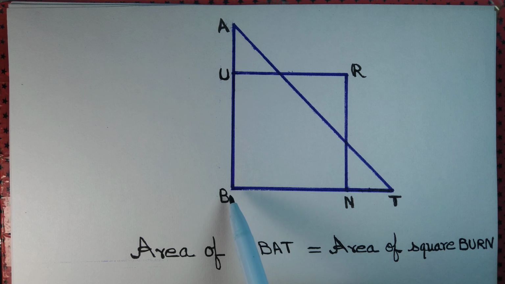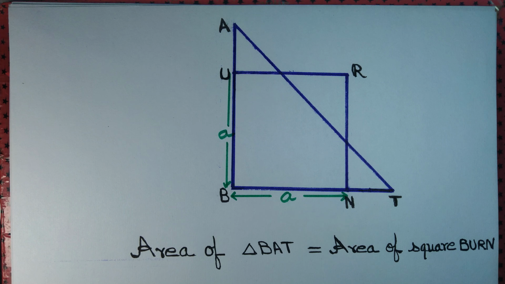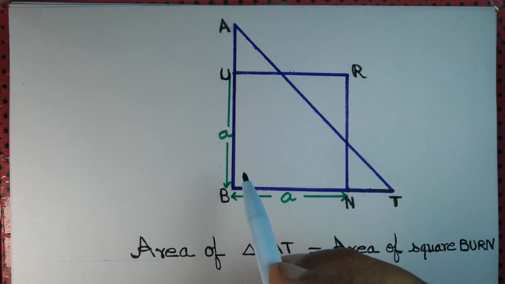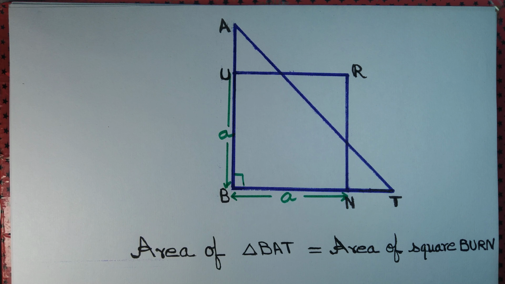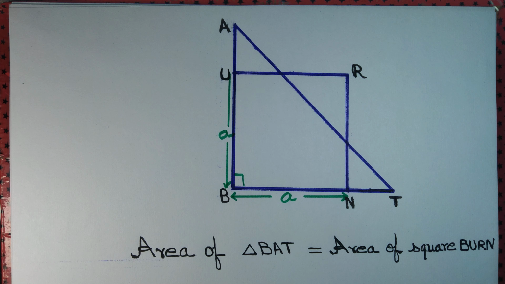We are given a square BURN. Let the side of the square measure a unit. So the side of the square measures a unit, and an isosceles triangle BAT, not just isosceles but also a right angle triangle BAT. Now it must happen that two sides of an isosceles triangle are equal. Instead of writing BT equal to BA, let's just write NT equal to b.